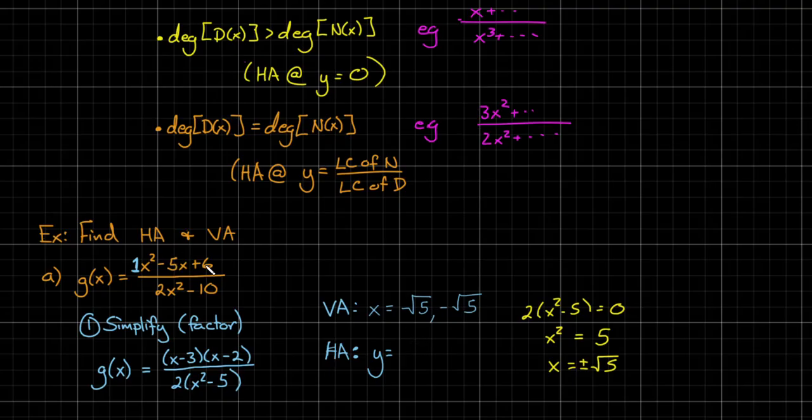So you're looking at these ones, right? What's the biggest power of x up here? X to the... And what's the number right in front of it? There's our numerators. And what's the leading coefficient of the denominator? Good. Our horizontal asymptote should be at 1/2.